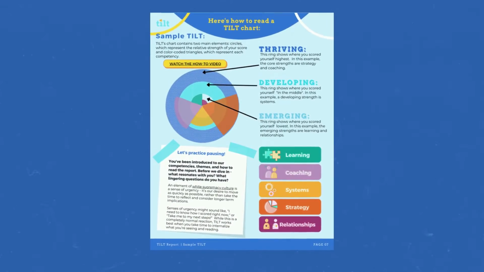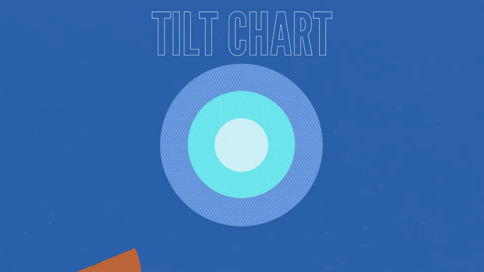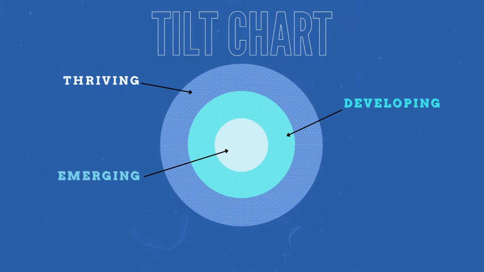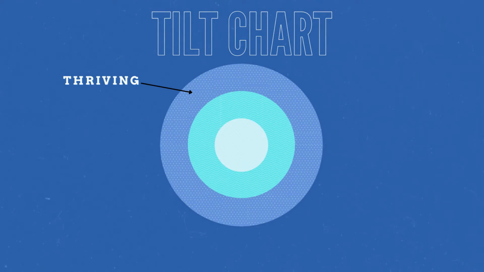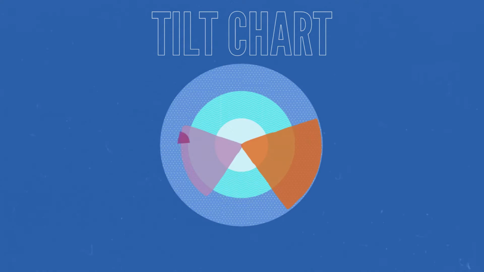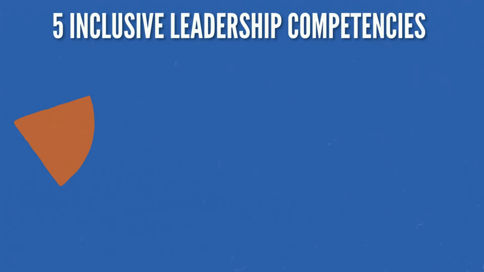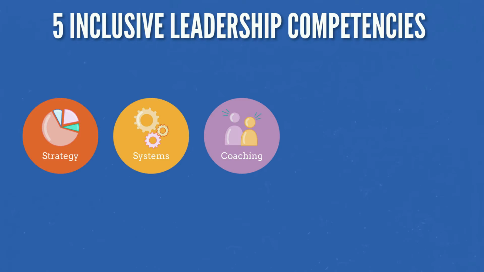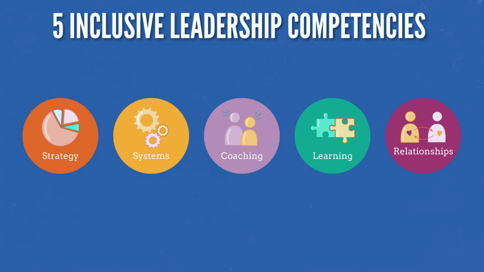The TILT chart contains two main elements, circles and triangles. Let's start off with the circles. Circles represent the relative strength of your scores. They can be either emerging, developing, or thriving. We then layer on the color-coded triangles that stand for each of the inclusive leadership competencies. So let's analyze this chart together.